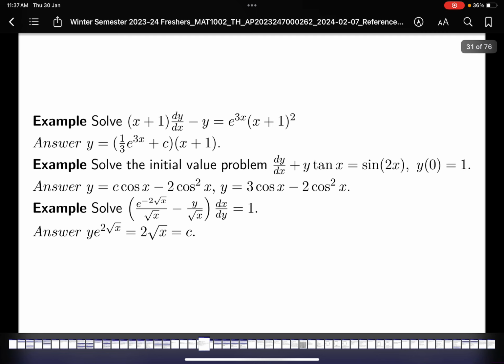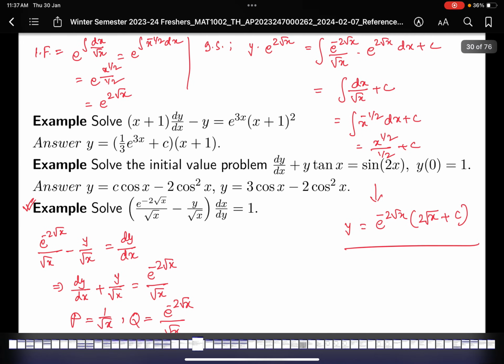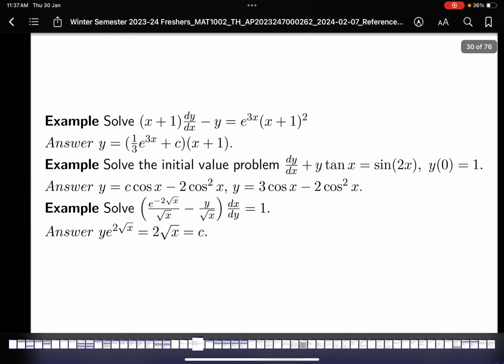So this will be the final solution. So you can check this one, and this type of questions are very important. If directly given in terms of linear form, that is okay, otherwise you have to convert into the linear form.